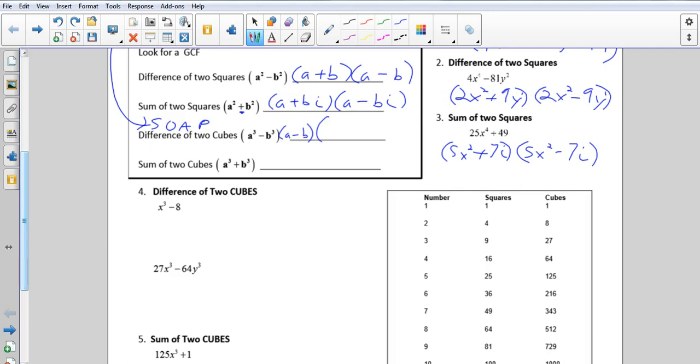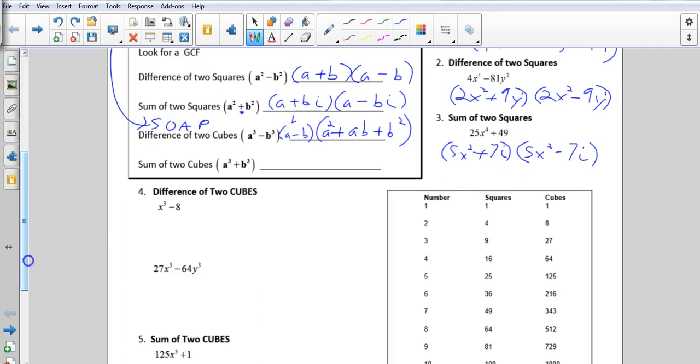Now, we square a. A squared. Now, remember, so we just had same. Now we're going to do opposite. Then we multiply a times b. And then the last term is always positive. So plus b squared. We square that.